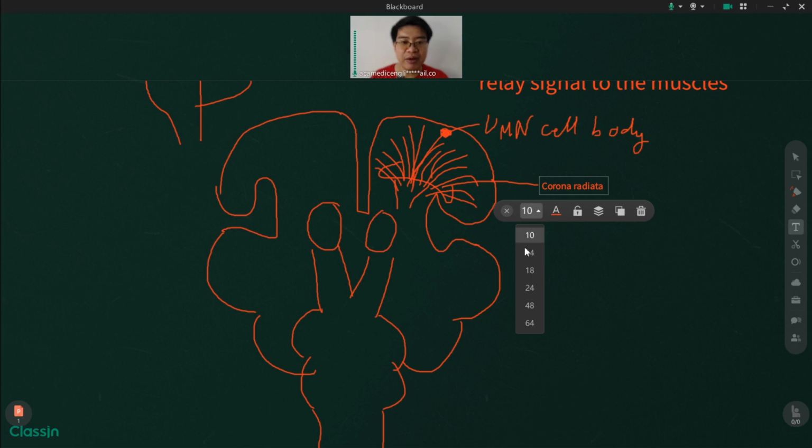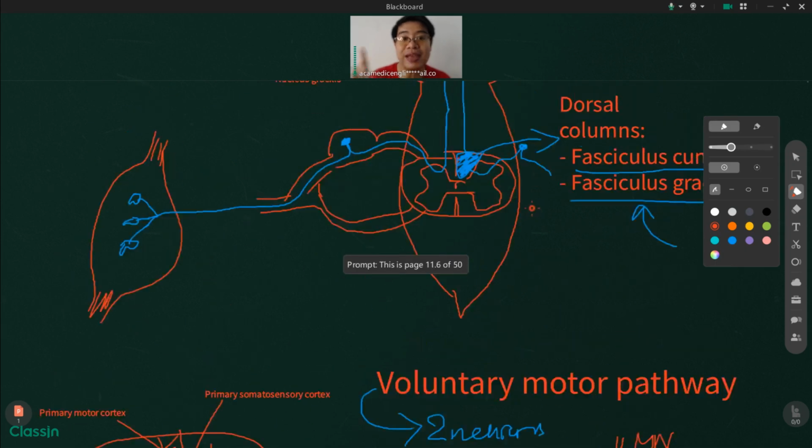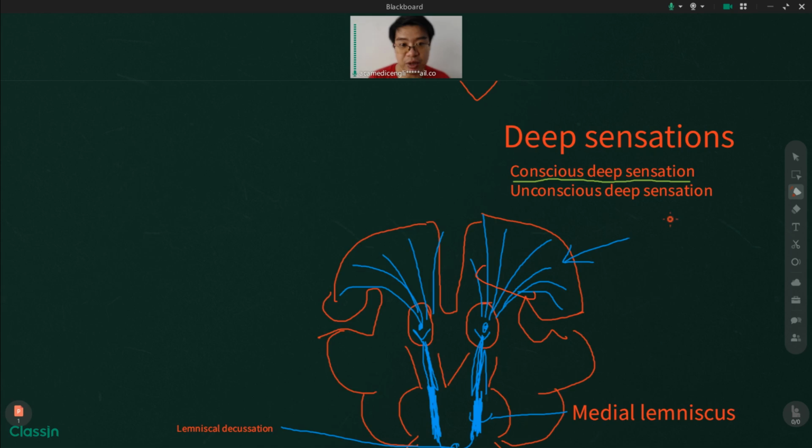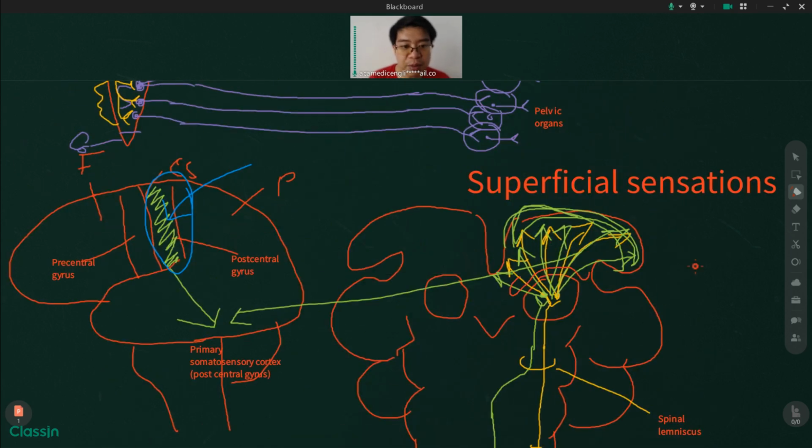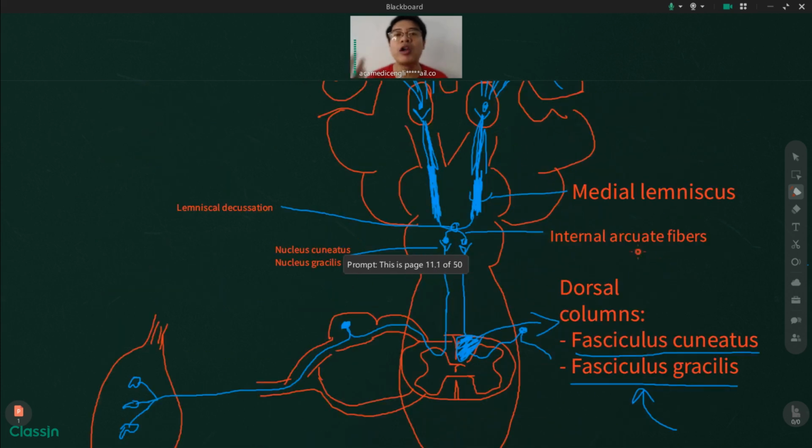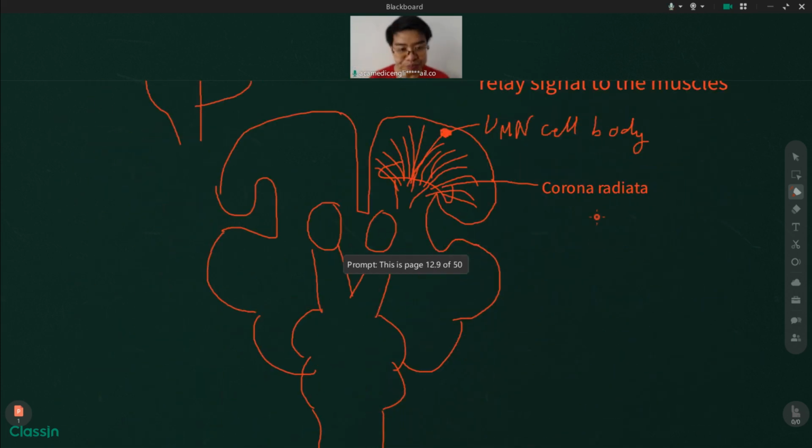And the corona radiata right there not only contains the fibers of the upper motor neurons, it will also contain the fibers of the deep sensations, the fibers of the superficial sensations, as well as some other fibers. Okay, so the corona radiata is a complex structure made of fibers that are downgoing, the upper motor neuron, or upgoing, from the deep sensation and superficial sensation pathways. Now the corona radiata is going to go down, right? So our neuron also is going to go down with it here.